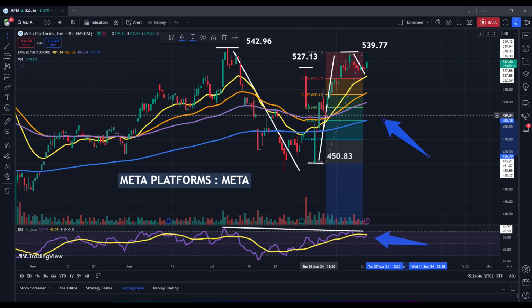Here's the current market analysis for Meta Platforms Incorporated, stock ticker META.